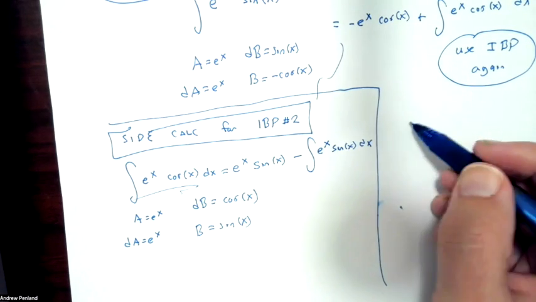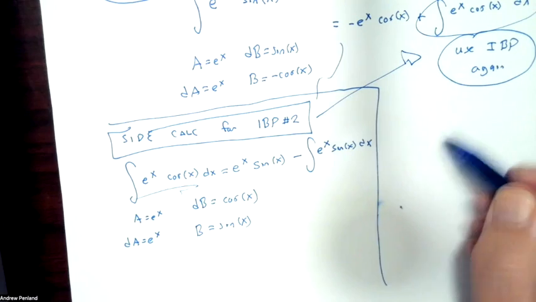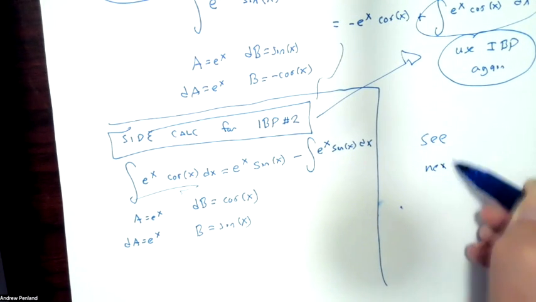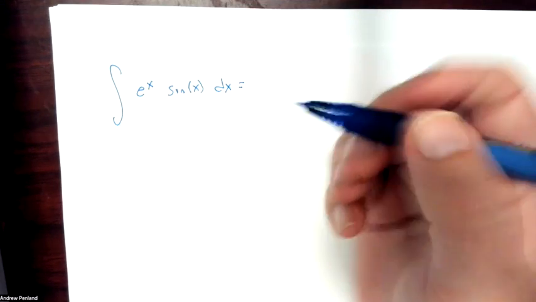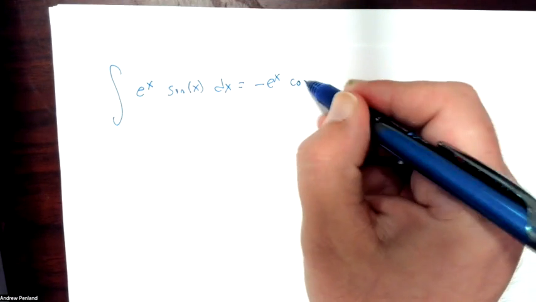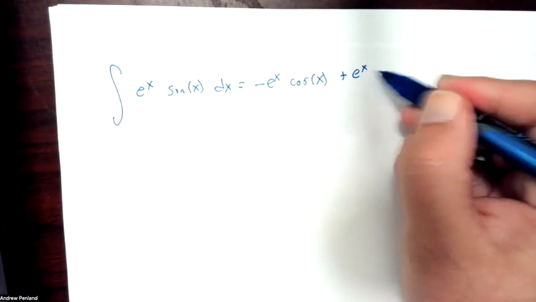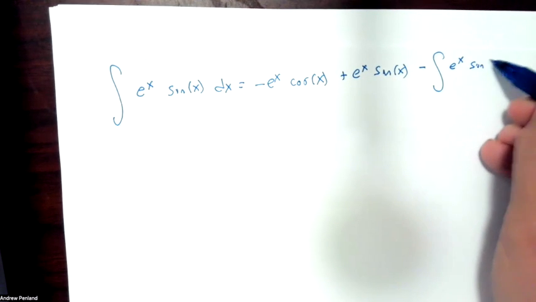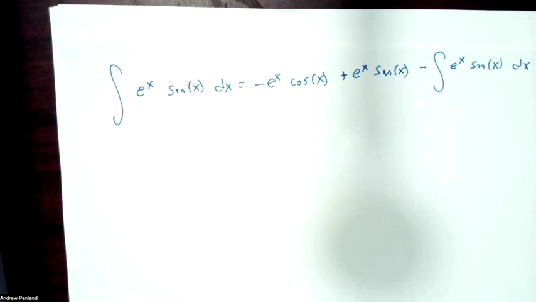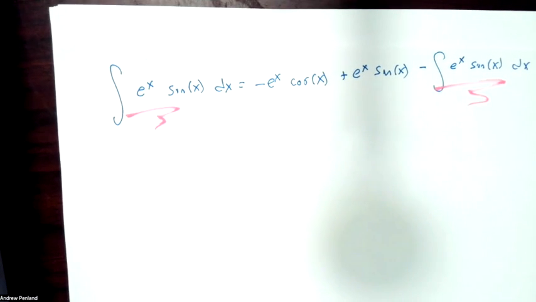I replaced this calculation and continue on, and what I have now is e to the x sine of x dx is equal to negative e to the x cosine of x plus e to the x sine of x minus the indefinite integral of e to the x sine of x dx. Now you may be looking at this and thinking, wow, what a disaster. I have the same integral on both sides. But that's actually good. I can just treat this like an unknown.